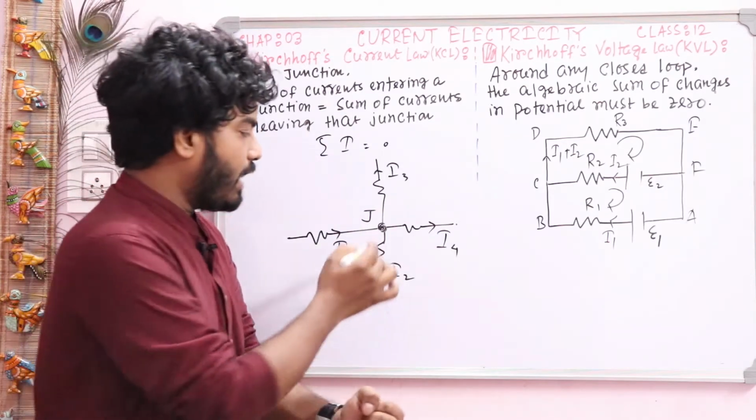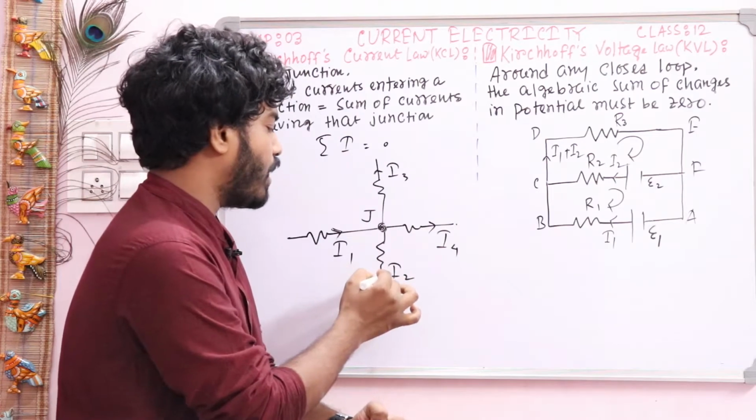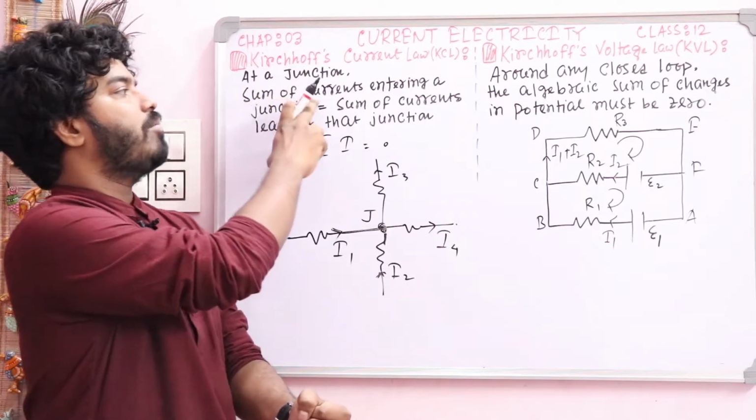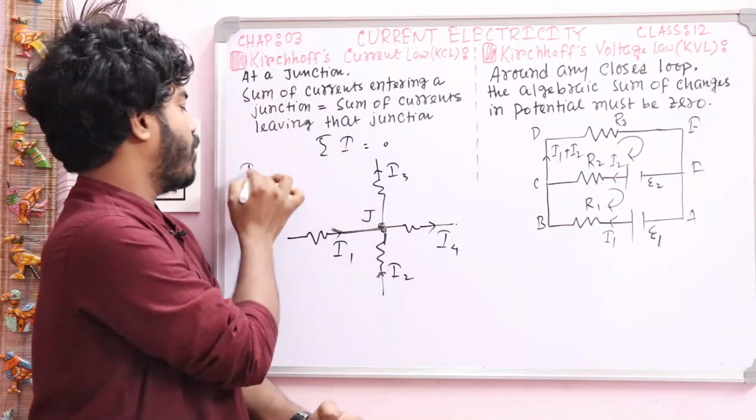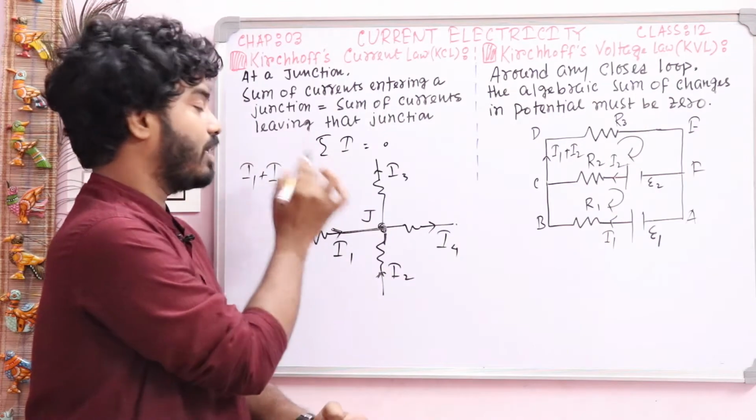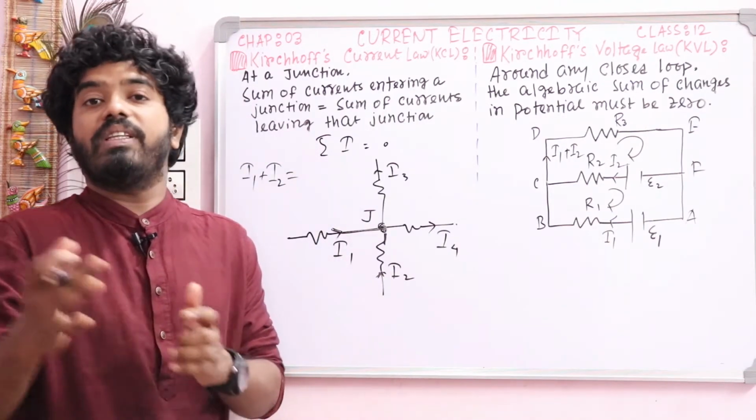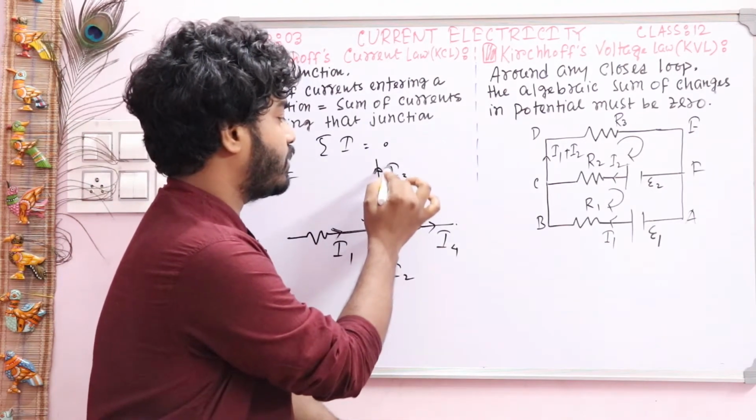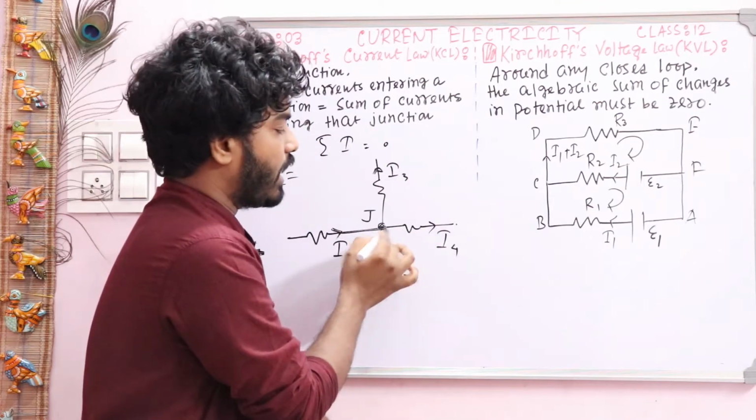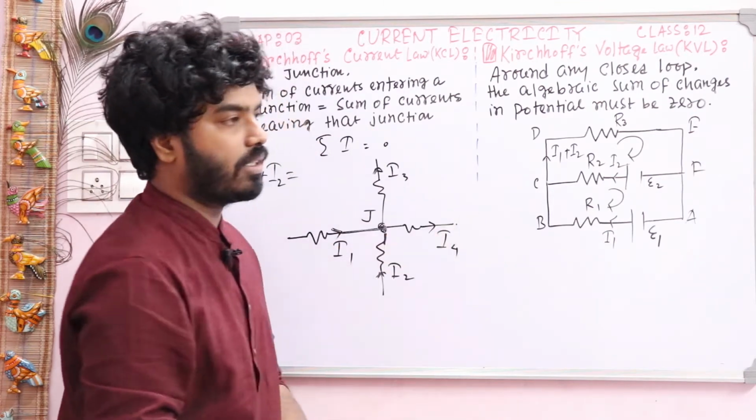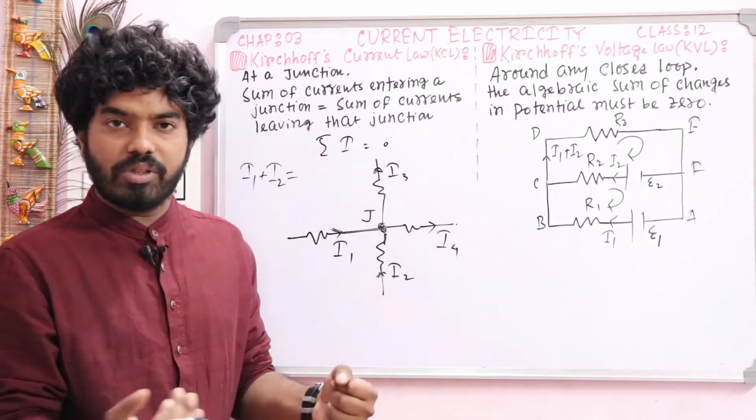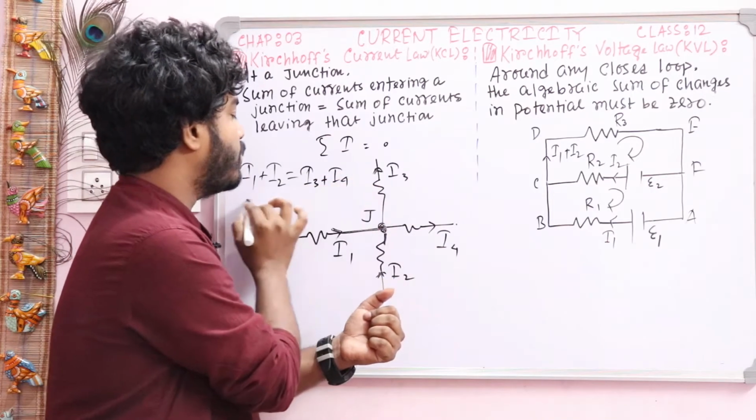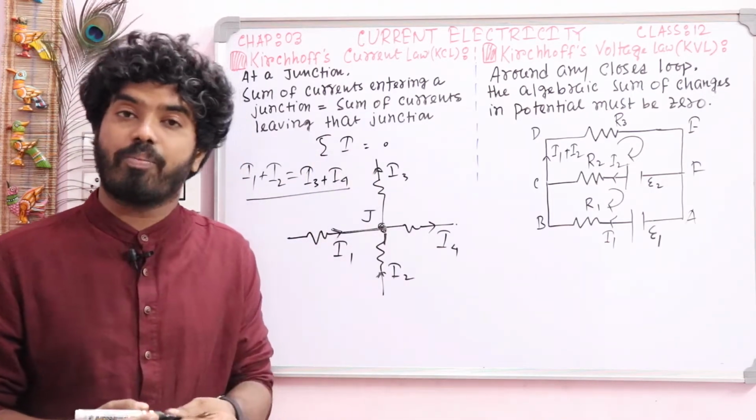Now you see at this point I1 and I2 are entering towards the junction. So according to our statement, the sum of current entering a junction, that means I1 plus I2, is equal to the sum of current leaving that junction. According to our problem, current I3 is away from the junction, and current I4 is also away from the junction. So the sum of current which leaves the junction is I3 plus I4. So this is our first law, Kirchhoff's first law.